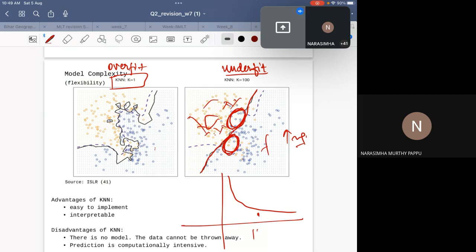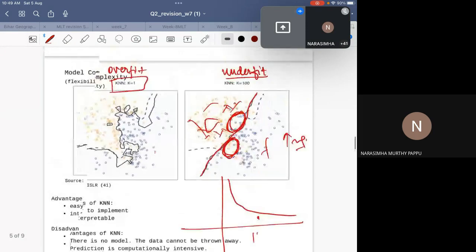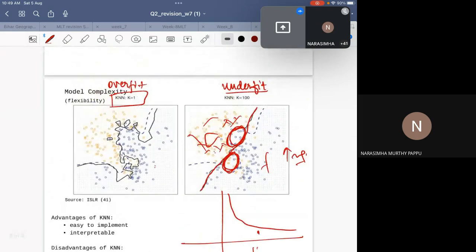So if you have more misclassification, that value will start increasing, right? Correct? Yeah. So you are also in some way correct, that after some point it will start increasing again. Okay, let's move on.